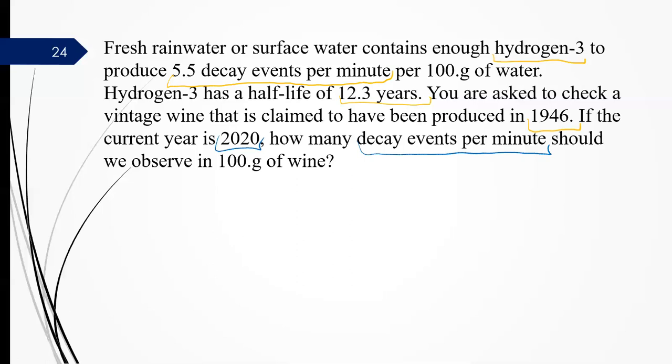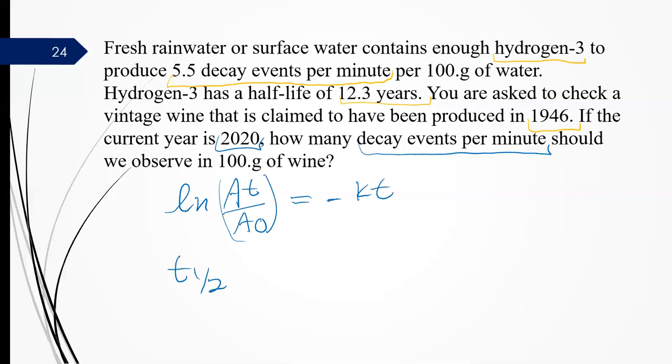So we need to start with our... there's two ways you can do this. One is you can do it all in one type of equation, or you can do your half-life first to solve for your K, and then plug that in to solve for your AT. But we know that the ln of AT, so that's how many decays we have at the end, divided by A naught, is equal to negative KT. We know that our half-life is equal to what? ln2 over K.